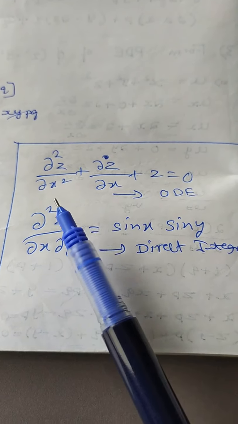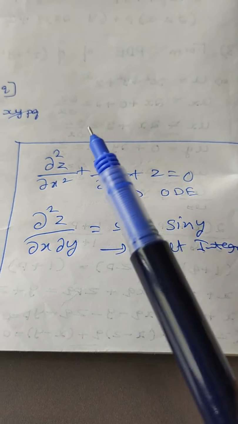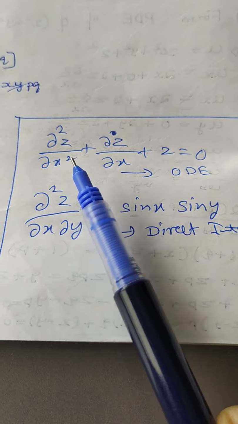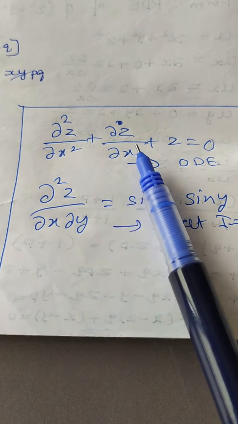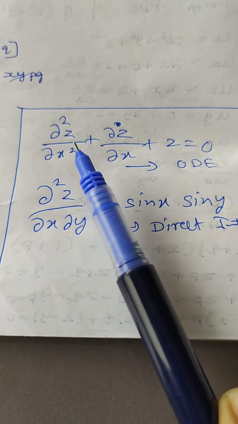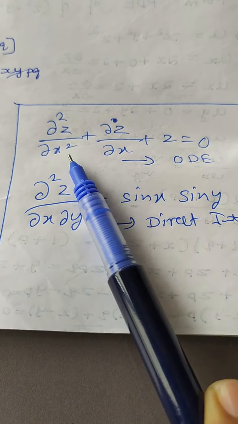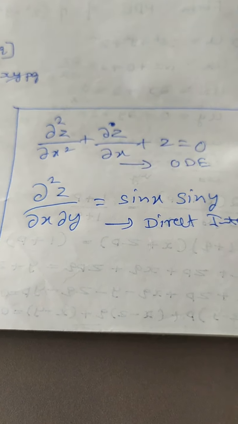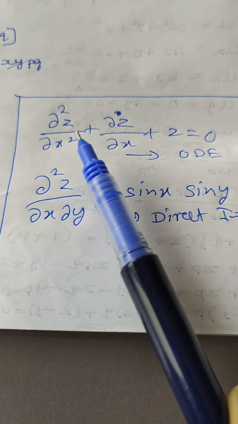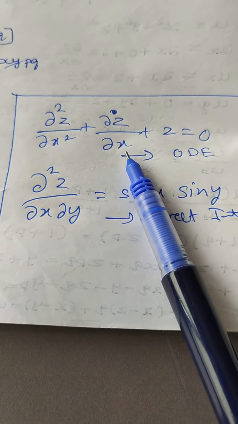See here, in this partial differential equation, how many independent variables are there? We have only one. x is the independent variable, or instead of x, you may get y also. For example, ∂²z/∂y² + ∂z/∂y + z = 0. That may be x or y. You have only one independent variable.